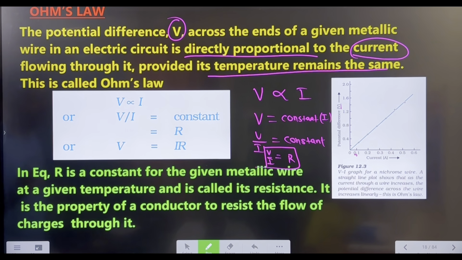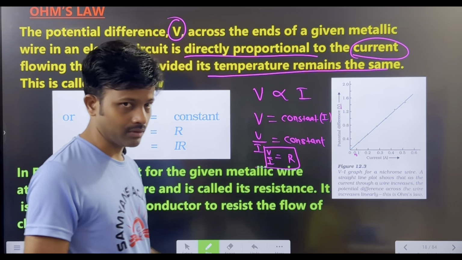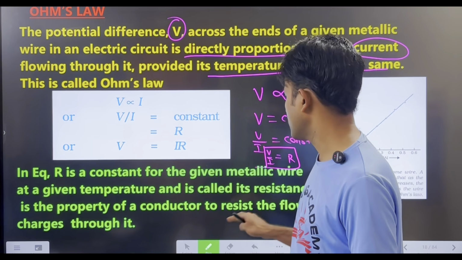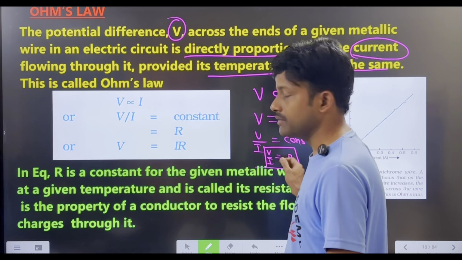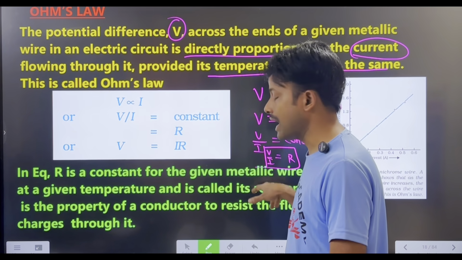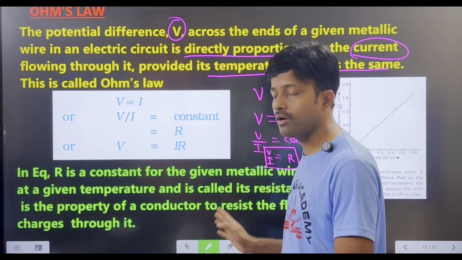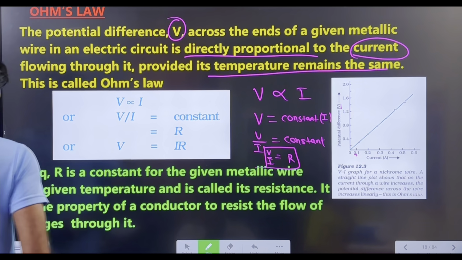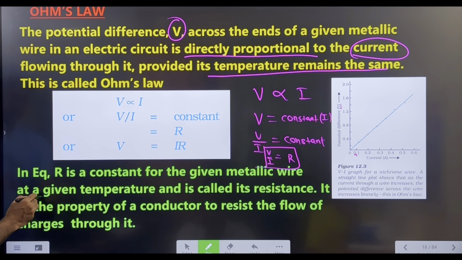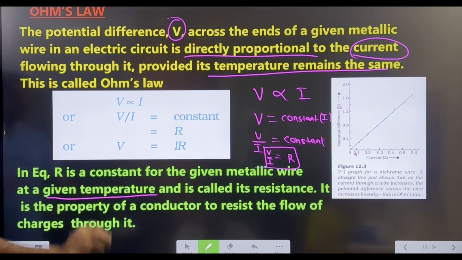Resistance of a particular metallic wire, whatever you are using in the circuit, that wire has some resistance. The resistance value is constant, so V by I value is always constant. How it will be constant, I will explain later. Now you see, this is at a given temperature, so don't forget to mention this temperature.